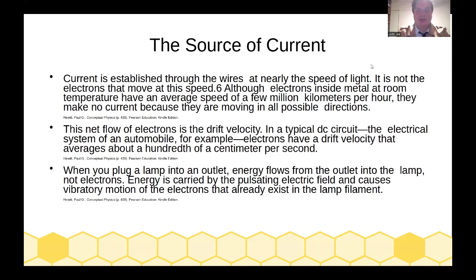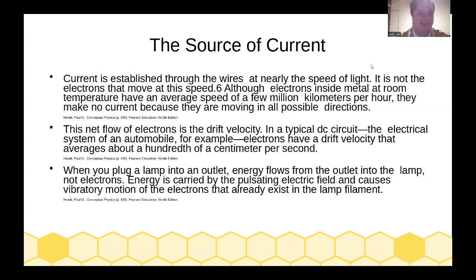This net flow of electrons that is caused by applying a voltage is called the drift velocity. In a typical DC circuit, the electrical system of an automobile, for example, electrons have a drift velocity that averages about 100th of a centimeter per second. This is not the speed of light, or even nearly the speed of light. What happens instead is that the electrons will cause there to be a propagation. There will be an electric field which pushes one electron forward and pushes the other electrons forward as you apply this potential difference.